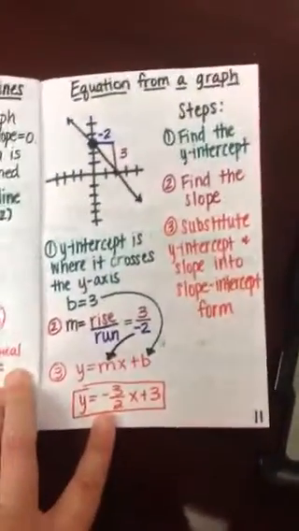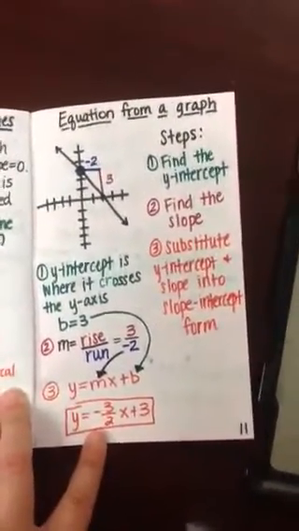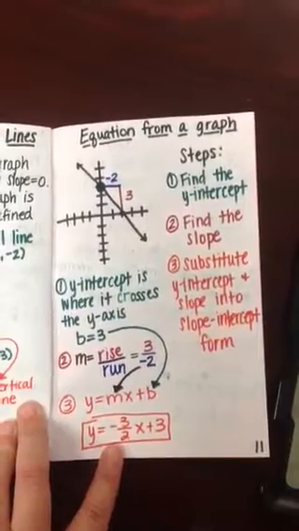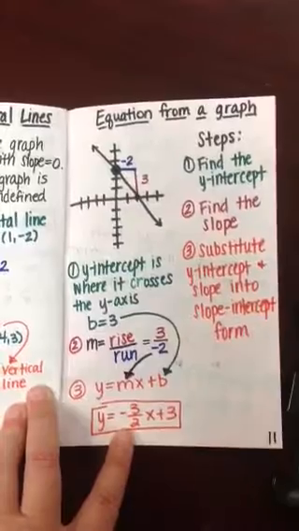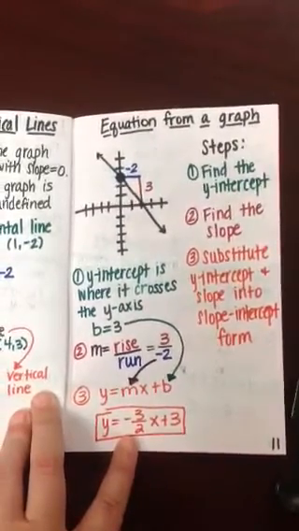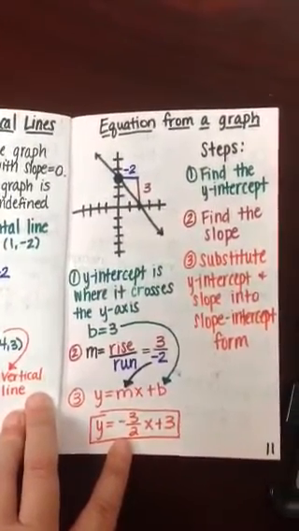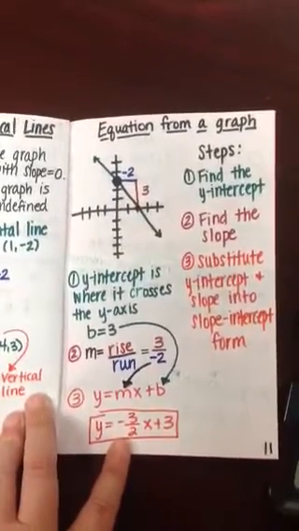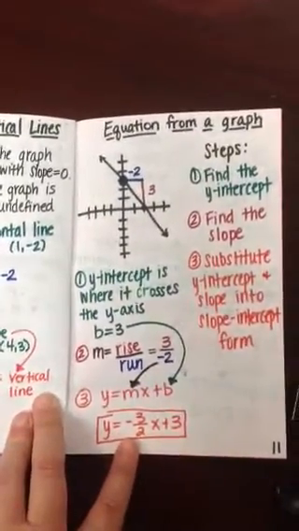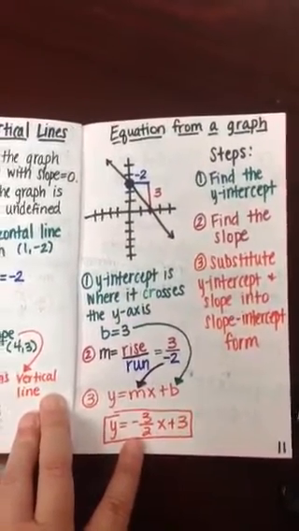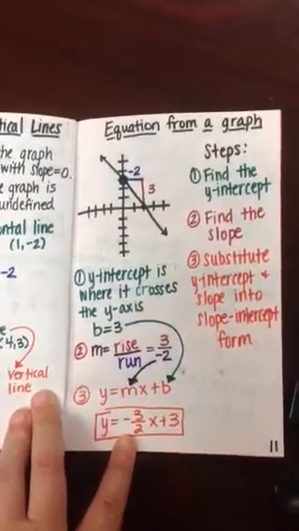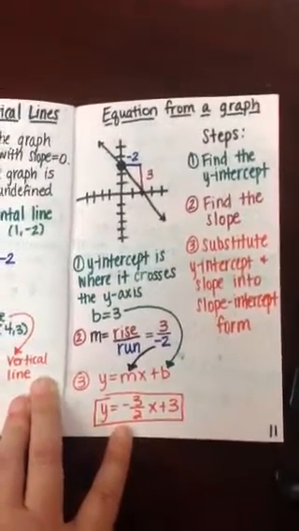Now, we're going to go to page 11 and we're going to copy this down. Equations from a graph. Now, this is how you find the equation from a graph. So, pause the video and copy this down. Okay, over to the right-hand side, it says the steps. Step 1 is to find the y-intercept. Step 2 is to find the slope. Step 3 is to substitute y-intercept and slope back into slope-intercept form.